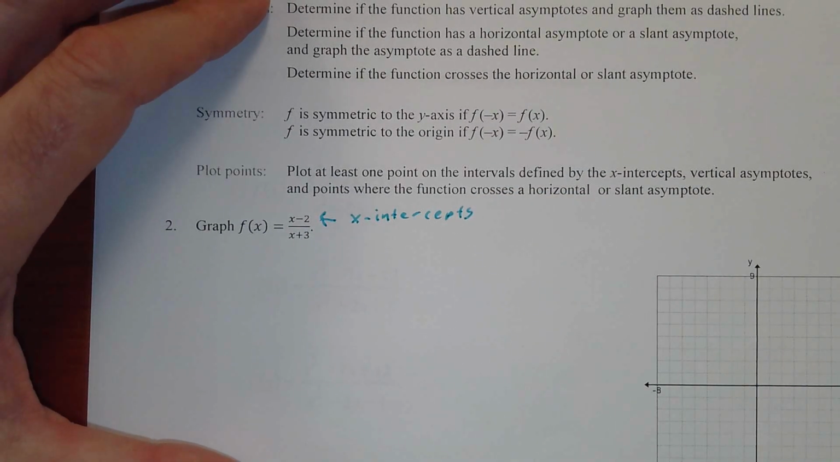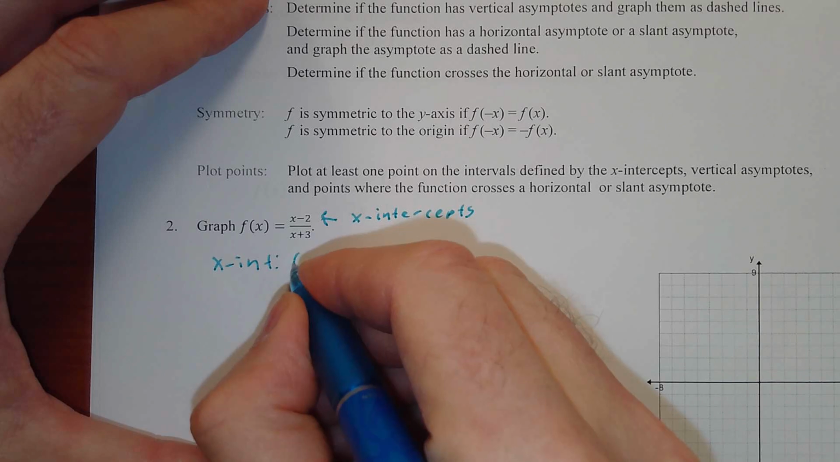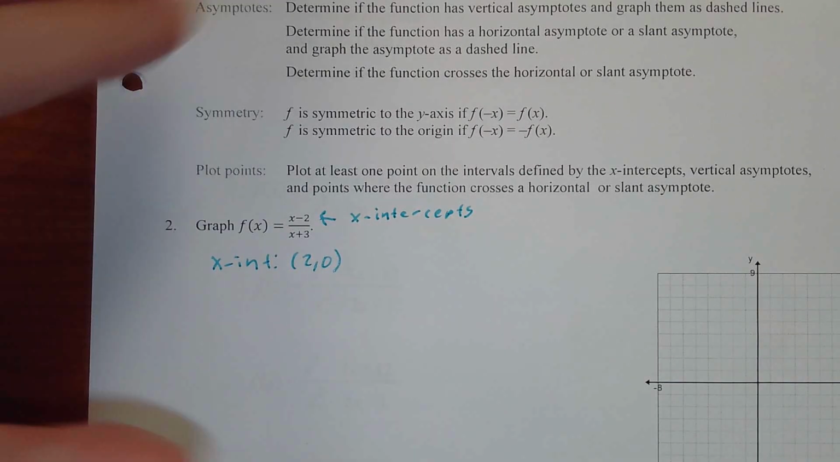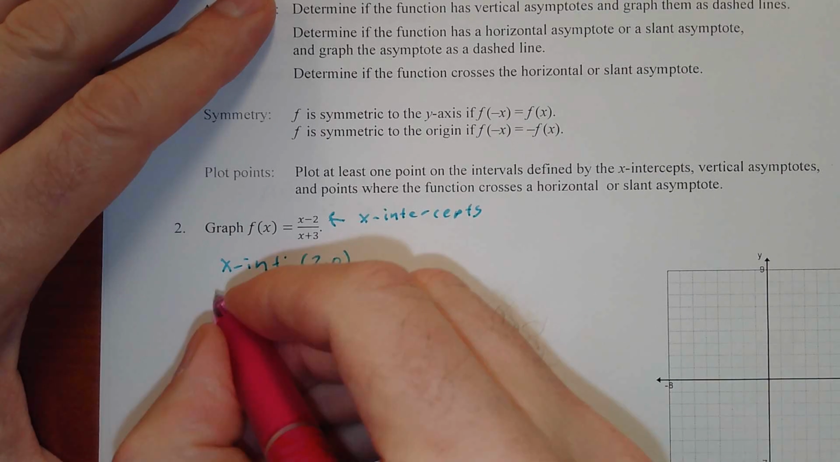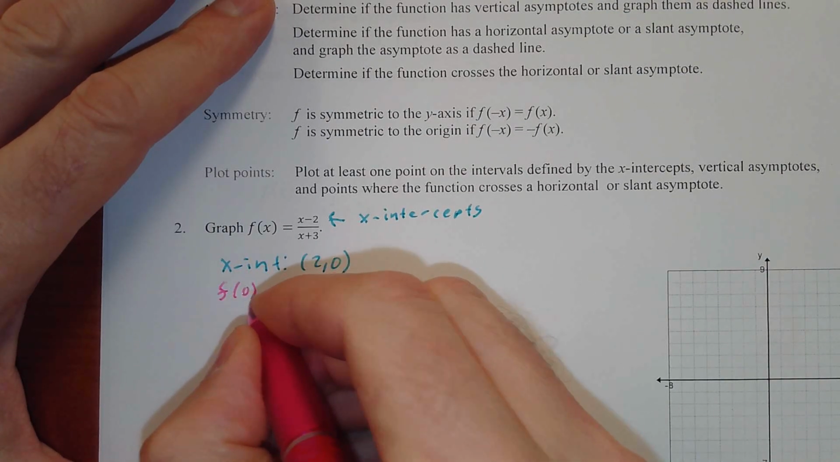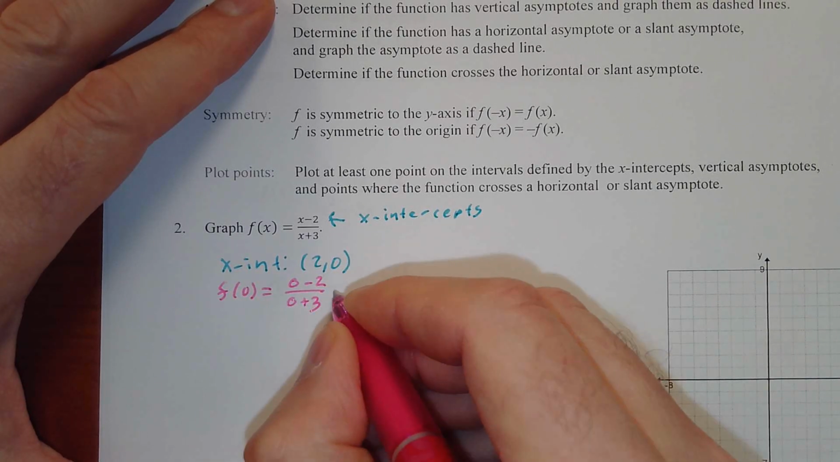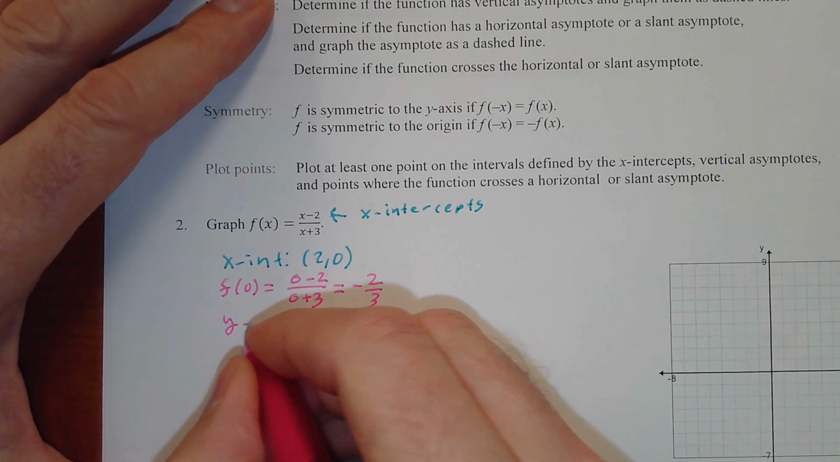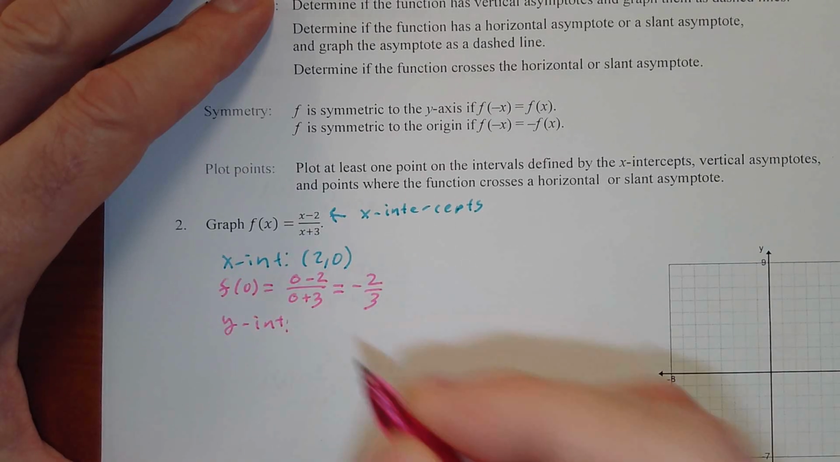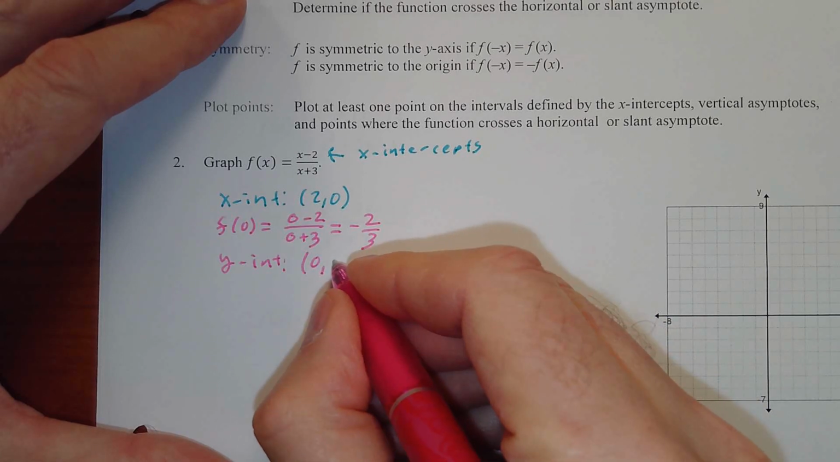Okay, so that means 2 is an x-intercept. So we write that as a point, (2, 0). Now to find the y-intercept, we evaluate the function at x equals 0. So we do f of 0: (0 minus 2) over (0 plus 3). That's negative 2/3. So my y-intercept is (0, negative 2/3).